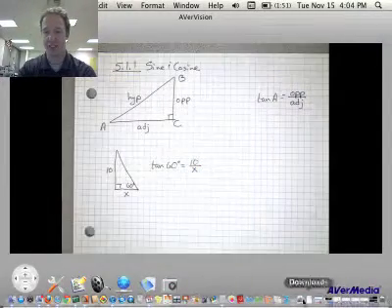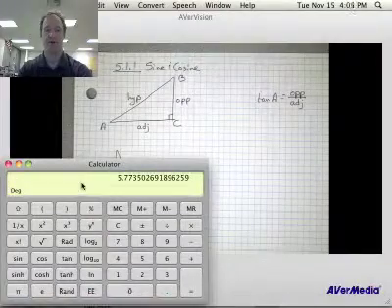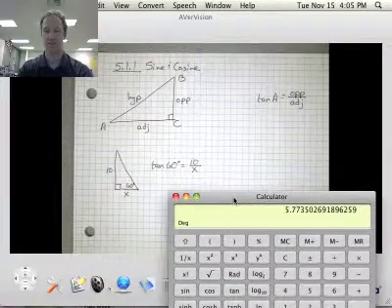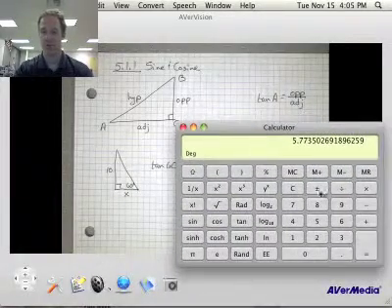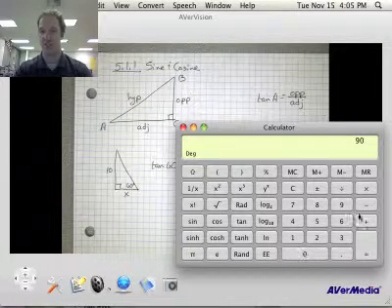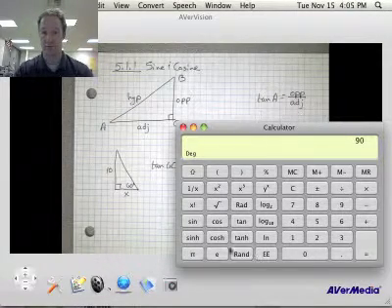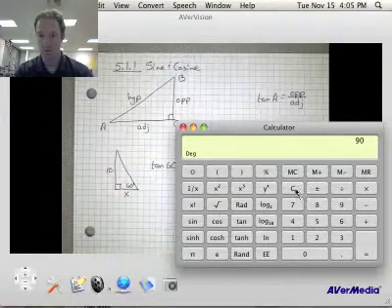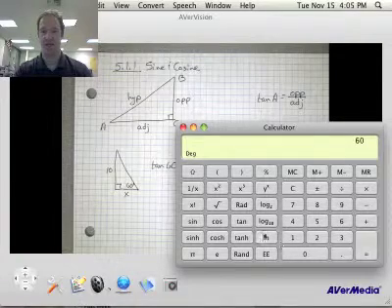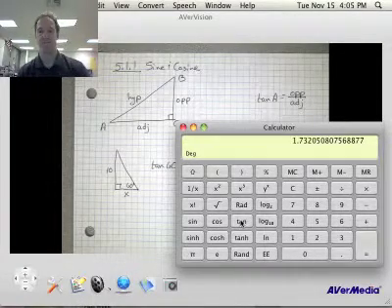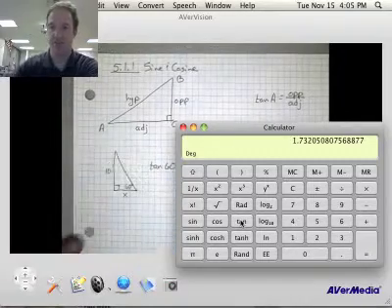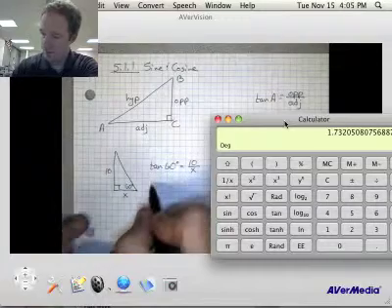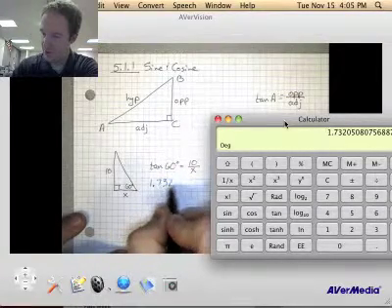You can use your calculator to figure out what the tangent of 60 is. And then tangent. And we see that is about 1.732 and some more decimal places.